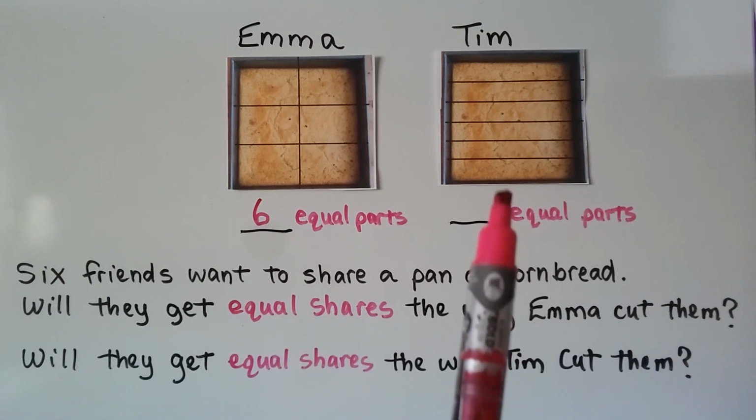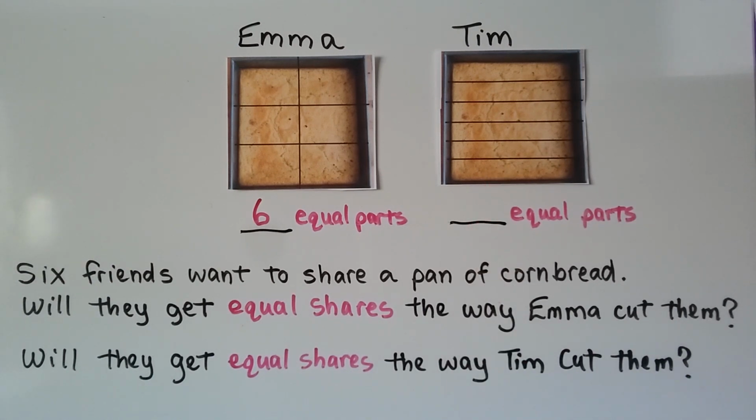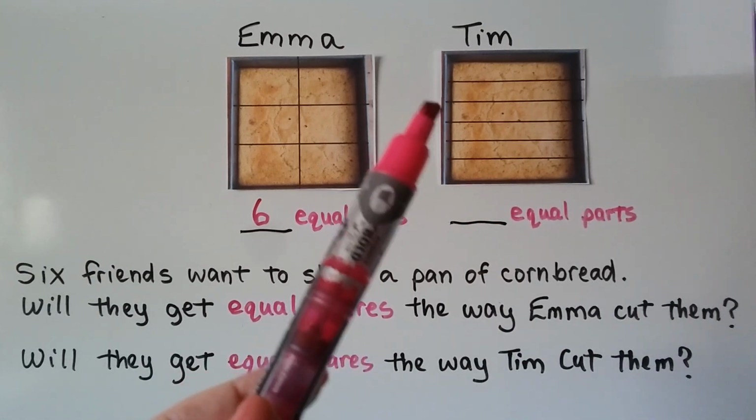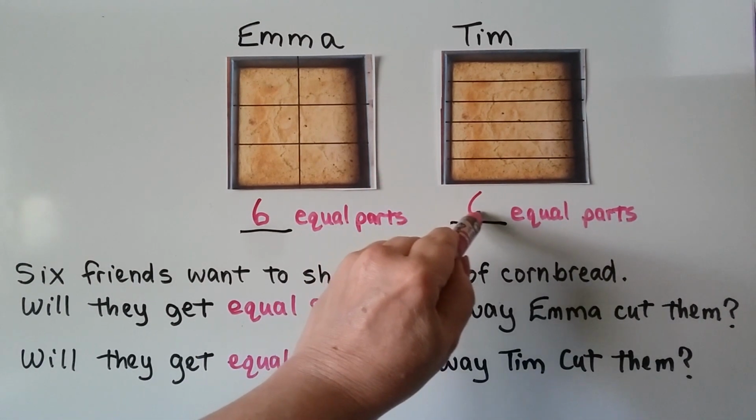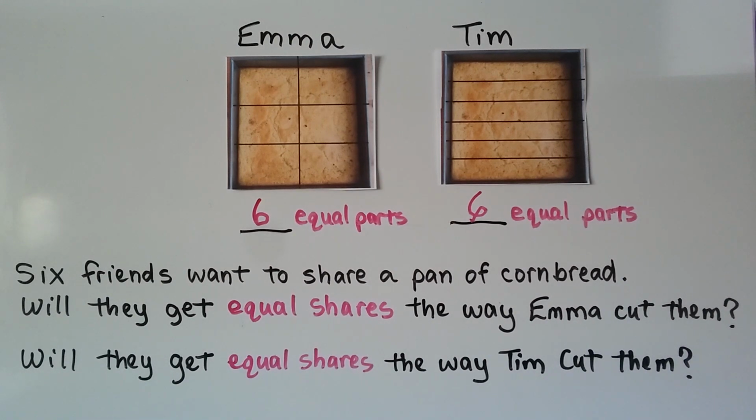Will they get equal shares the way Tim cut them? Well, I see 1, 2, 3, 4, 5, 6 equal parts. So yes, either way, they're cut into 6 equal parts, and the 6 friends would have equal shares. It doesn't matter how they're cut as long as all the parts are equal to each other in the same size.